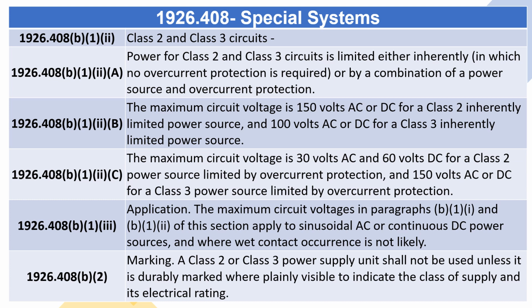1926.408(b)(1)(ii)(C) The maximum circuit voltage is 30 volts AC and 60 volts DC for a Class 2 power source limited by overcurrent protection, and 150 volts AC or DC for a Class 3 power source limited by overcurrent protection. 1926.408(b)(1)(iii) Application. The maximum circuit voltages in paragraphs (b)(1)(i) and (b)(1)(ii) of this section apply to sinusoidal AC or continuous DC power sources, and where wet contact occurrence is not likely. 1926.408(b)(2) Marking. A Class 2 or Class 3 power supply unit shall not be used unless it is durably marked or plainly visible to indicate the class of supply and its electrical rating.